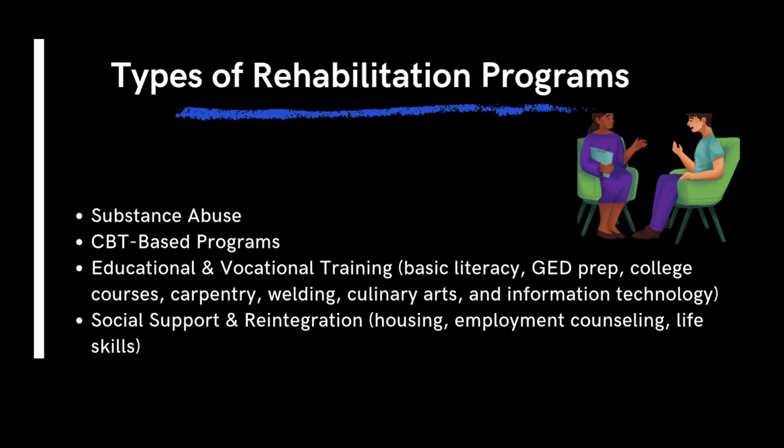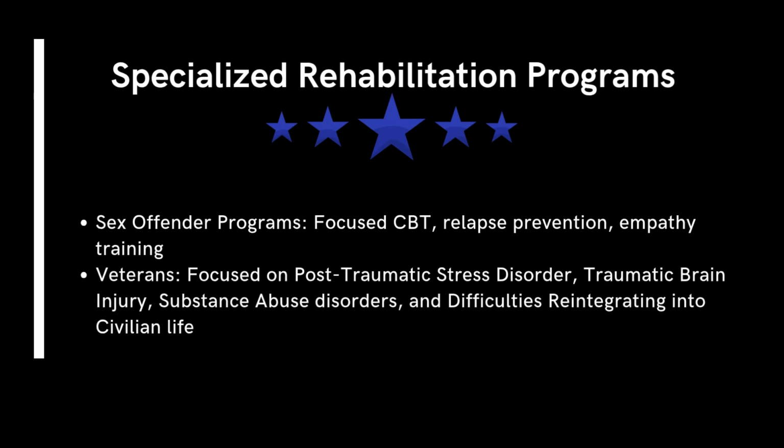The correction system also attempts to create programs for specific populations, which include mental health treatment, trauma informed programs, and gender responsive programs. While we tackle those three populations in a bit, we will tackle two other special needs populations now: sex offenders and veterans.